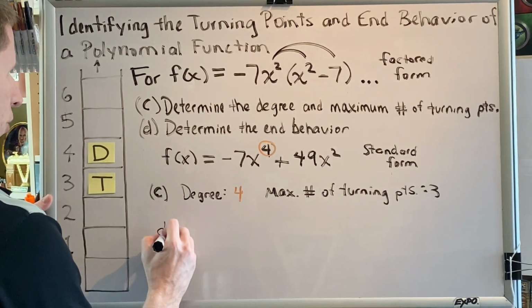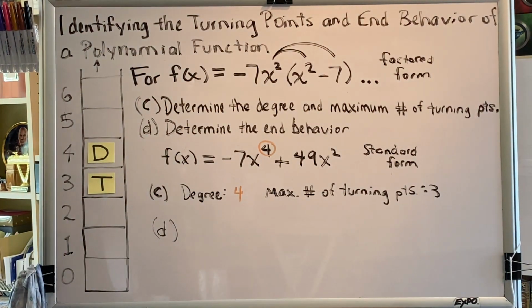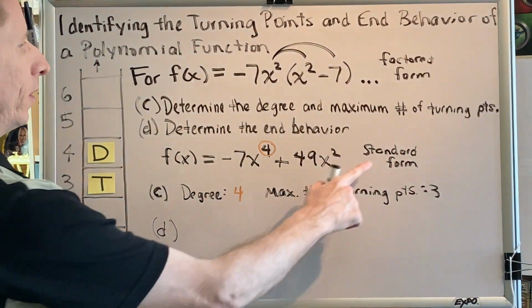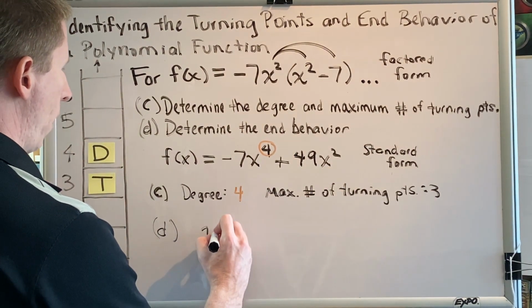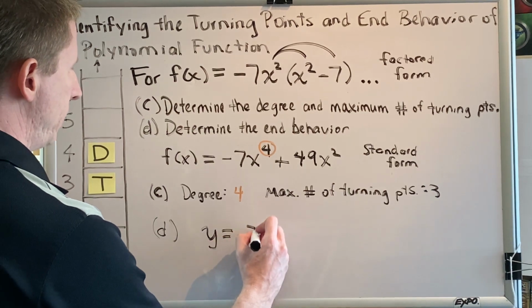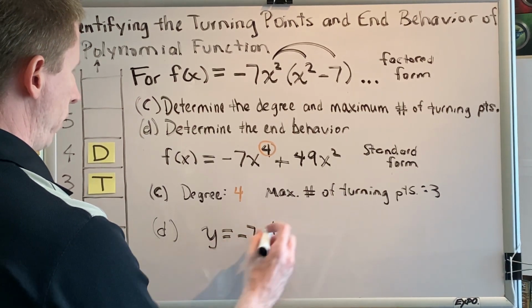Part D, determine the end behavior. Well, the end behavior for a polynomial in standard form is its first term, the leading term. So we write y equals negative 7x to the fourth.